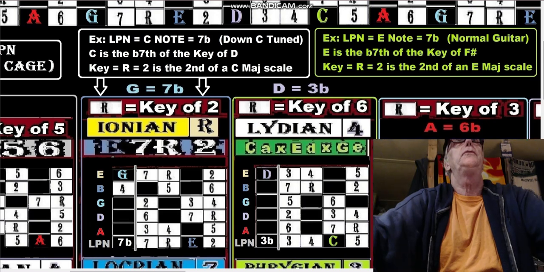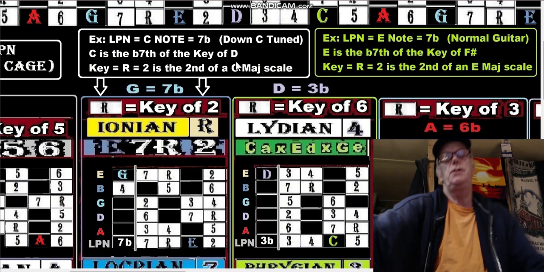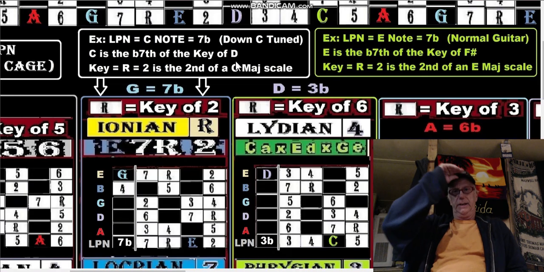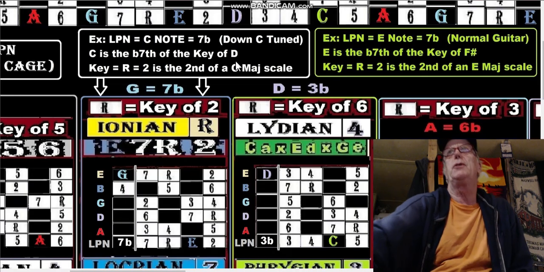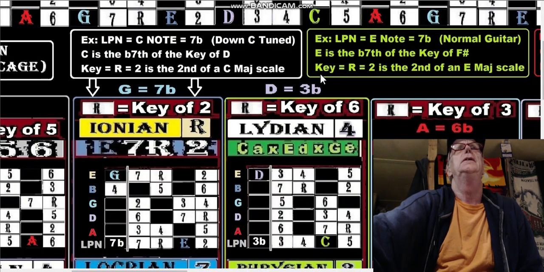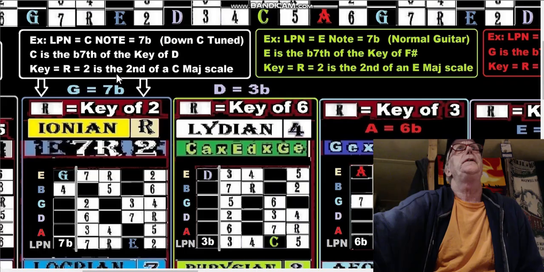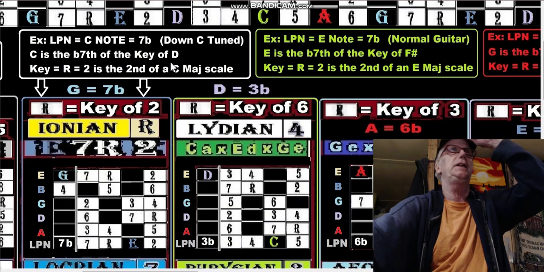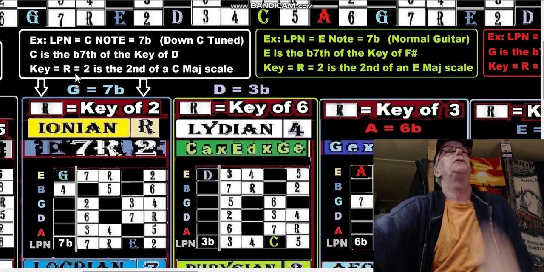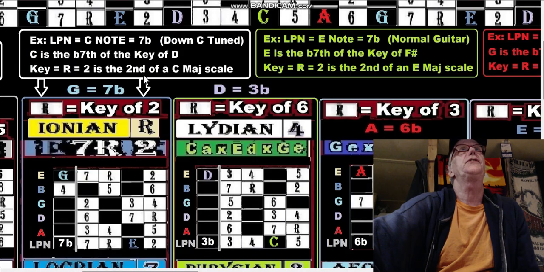Okay, we're moving right along. We're reading these notes, and they should reinforce what I've already said in earlier segments. So when C is the flat 7th, down C tune, C is the flat 7th of the key of D. The key equals R equals 2 is the second of a C major scale.